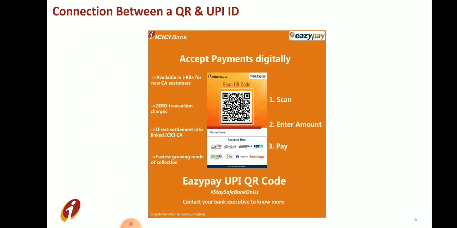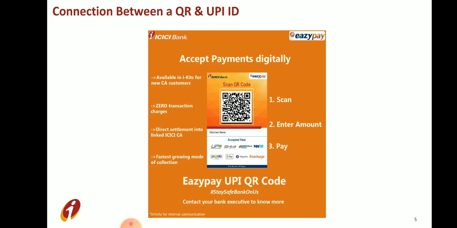Next is what is the connection between a QR and a UPI ID? As I have already spoken, a QR code is nothing but a pictorial, barcode representation of your P2M UPI ID. Unless you create the P2M ID, you cannot create the QR code. That is the connection. P2P and QR code are not linked. You do not need to associate your P2P ID and QR code together. Please remember, you need to create a P2M ID, and on that basis you create a QR code.